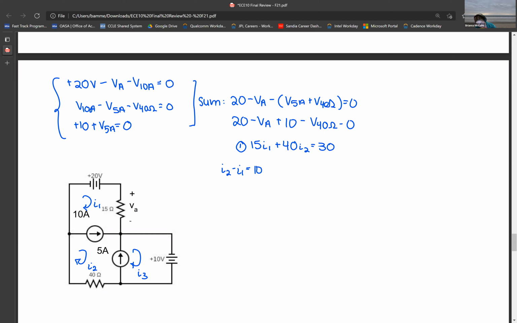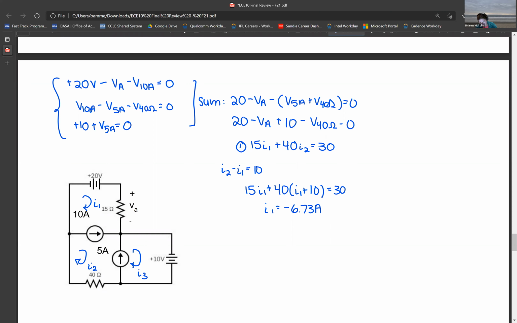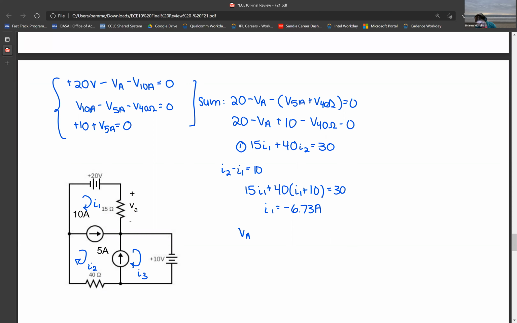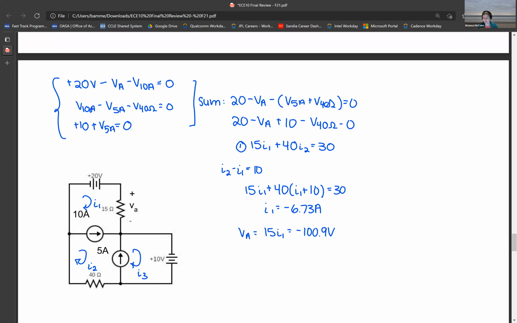And so if we plug this relationship into equation 1, we can get this equation, and we can solve for I1 as negative 6.73 amps. And so if we remember that VA is just 15 I1, just looking at the current flowing through this resistor here, that comes out to negative 100.9 volts. And so that's the answer that we expected, and it's good that we got that answer.